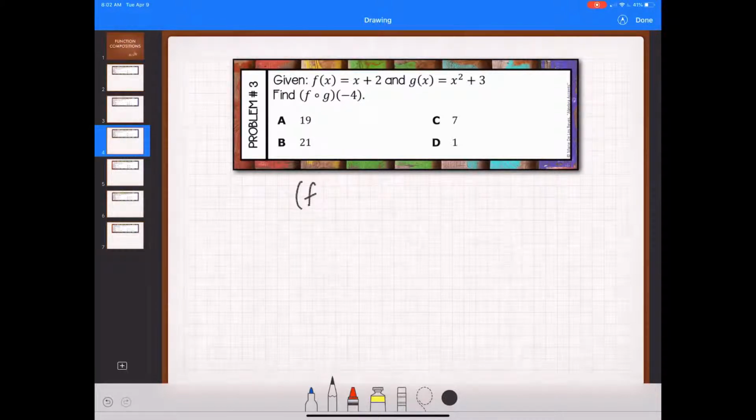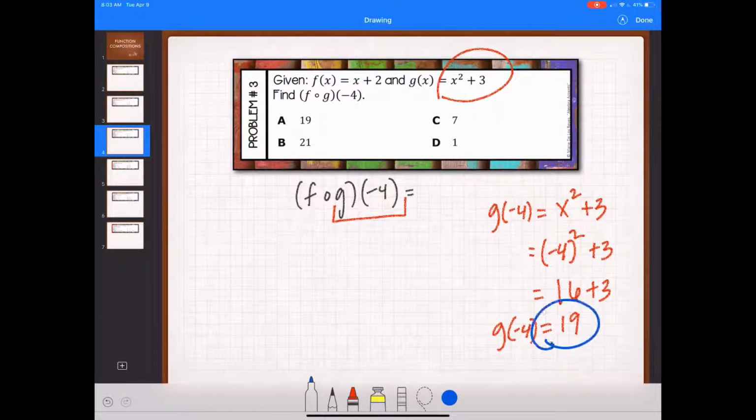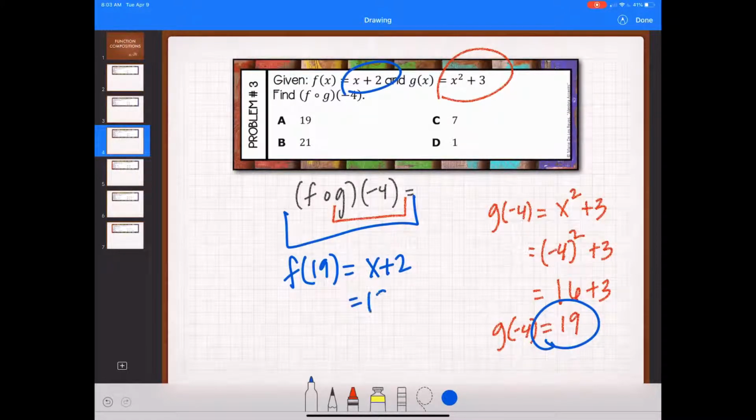Okay, let's take a look. The composition of f and g of -4. First, we go into the g function. g of -4 equals, so that's g of x is x squared plus 3. Plug in the -4. That's 16 plus 3, which gives us 19. So g of -4 is 19. We're going to take that and plug it into the f function. So f of 19 equals, the f function is x plus 2. Plug in 19 for x, which is 21. So the composition equals 21.